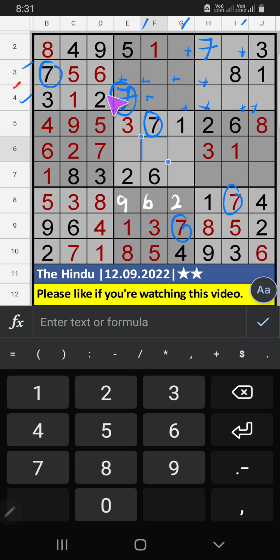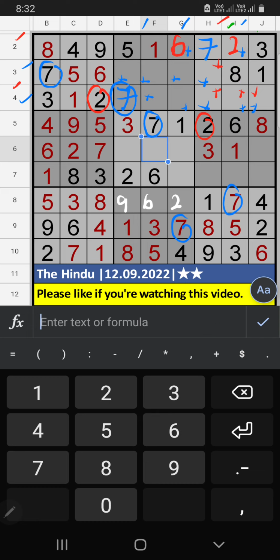Fourth row, we have 2. Column H also we have 2. So 2 can't come in these cells. Then 2 is confirmed here. Second row, only one number is remaining, 6. 6 is confirmed here.